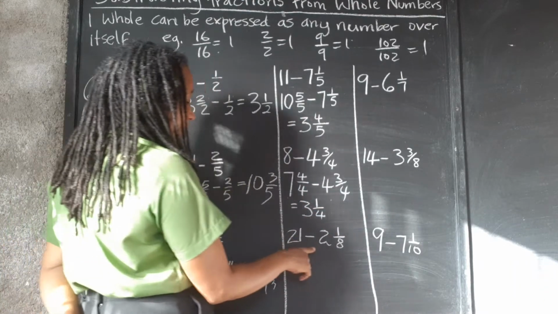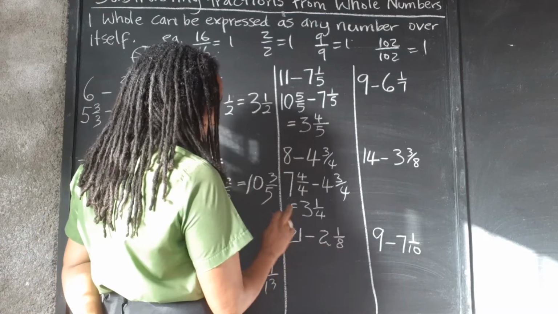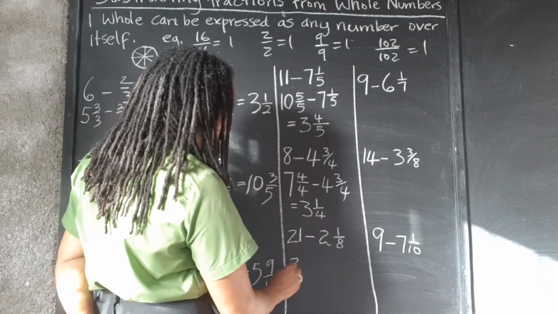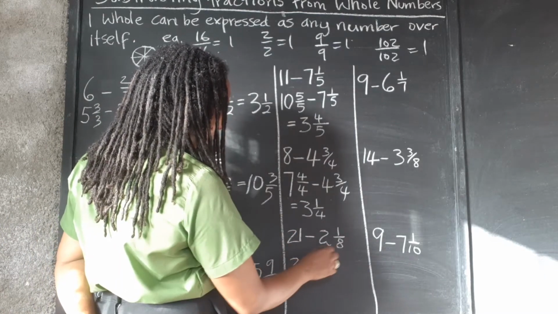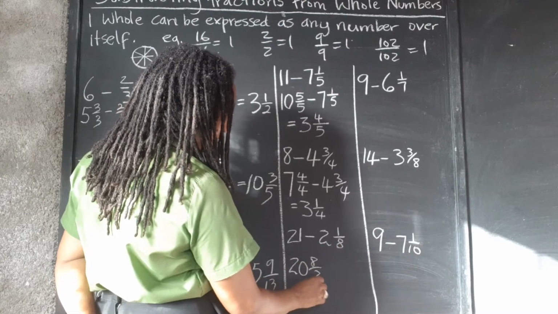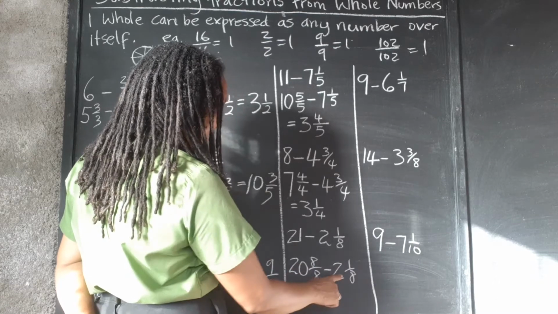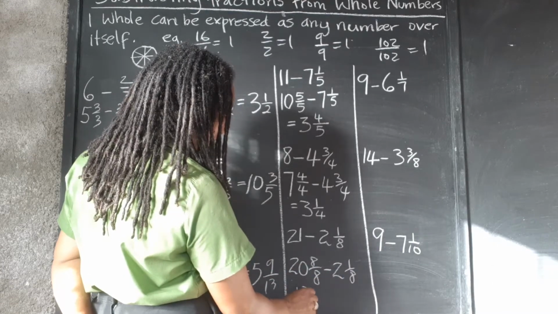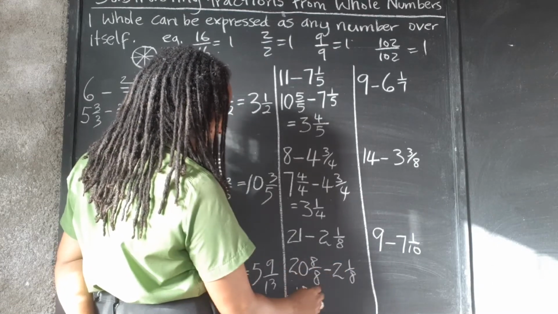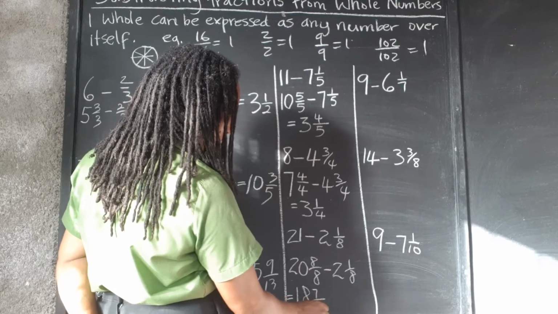Alright, 21 minus 2 and 1/8. We're going to take 1 from 21, leaves 20. Express that as 8 over 8. 20 take away 2 gives 18. 8 take away 1 gives 7, and we write back our 8.